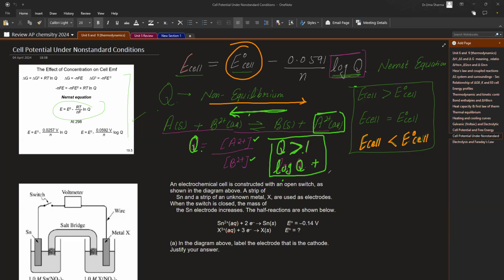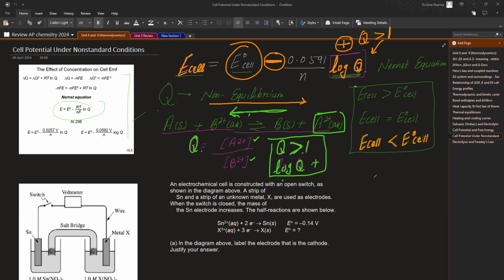What is the mathematical explanation? This equation. If log Q is positive because Q is greater than 1, then this term will remain negative, isn't it? Then what is E cell? In that case, E cell will be less than E naught cell because this number will get subtracted. So these kinds of questions will be there.